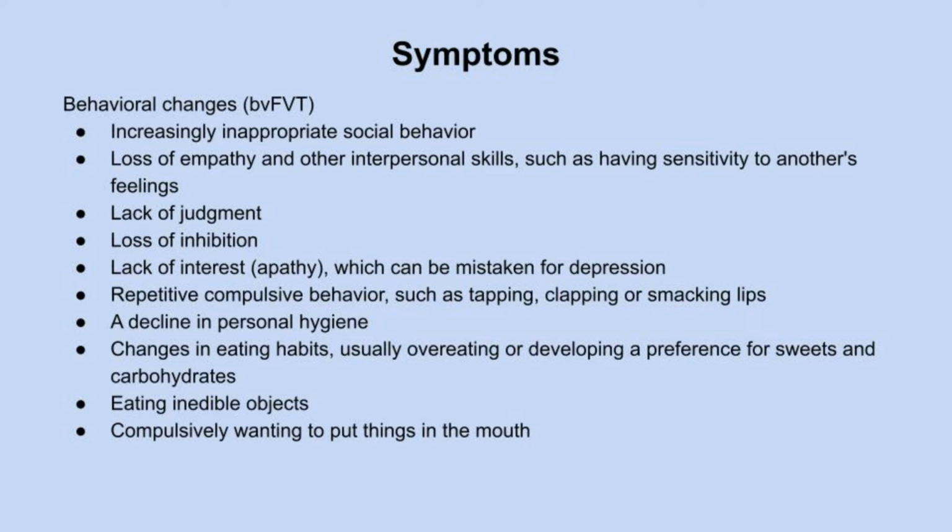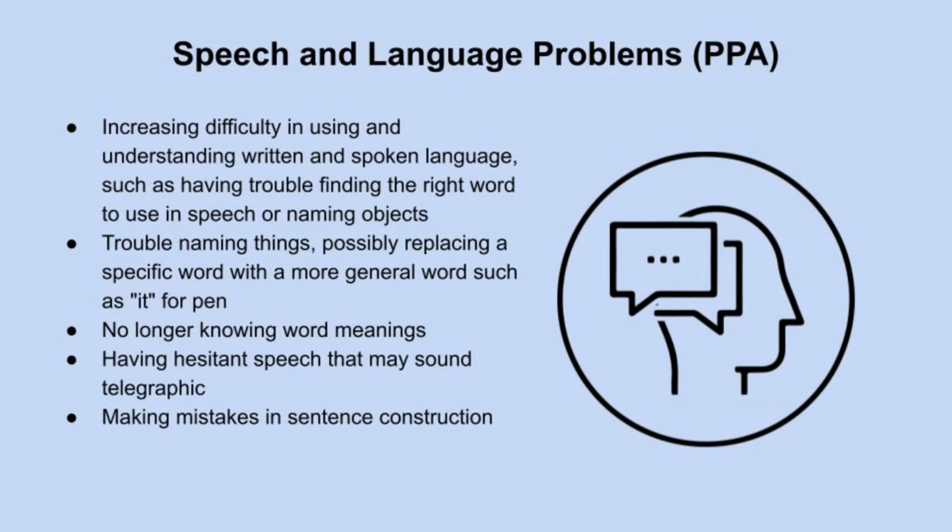This includes increasingly inappropriate social behavior, loss of empathy and other interpersonal skills, such as sensitivity to others' feelings, lack of judgment, loss of inhibition, a lack of interest or apathy, which can be mistaken for depression, repetitive, compulsive behavior such as tapping, clapping, or even smacking lips, a decline in personal hygiene, changes in eating habits, usually overeating or developing a preference for sweets and carbohydrates, eating edible objects, compulsively wanting to put things in the mouth.